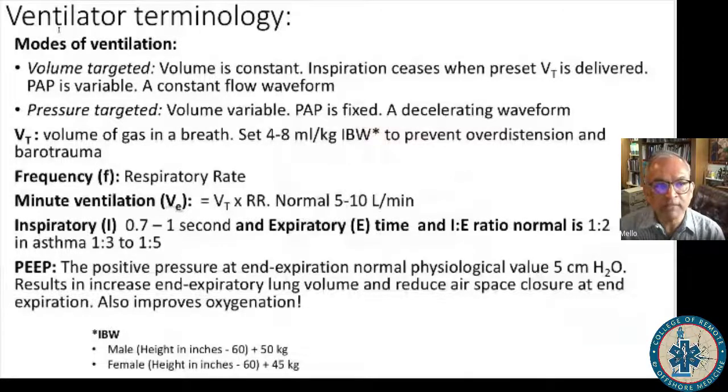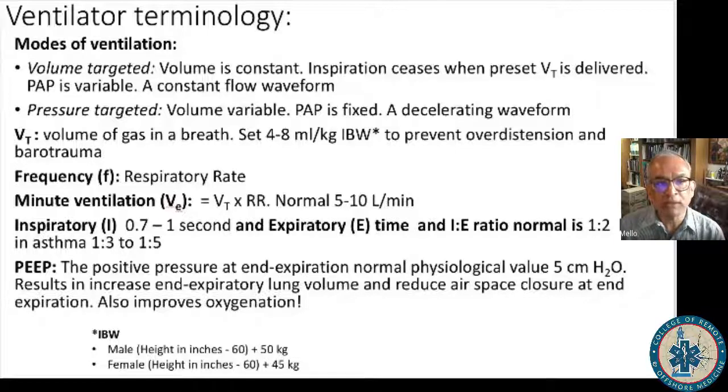Now let's look at ventilator terminology. There are several modes of ventilation, either volume targeted or pressure targeted. As I said to you before, the one mode that you need to be aware of, because it's the basic mode and is available on all the simple ventilators or transfer ventilators that you may come across in a low-income environment.